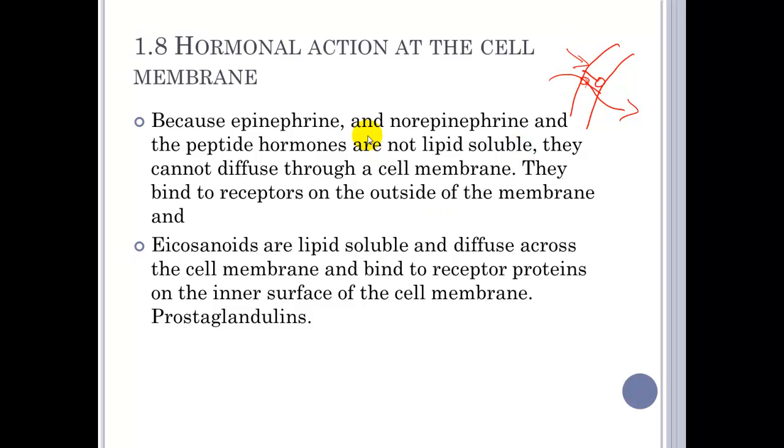Because epinephrine and norepinephrine are not, I repeat, are not lipid soluble, they cannot diffuse through a cell membrane. They bind to a receptor on the outside of the cell membrane. And eicosanoids are lipid soluble and diffuse across the cell membrane and bind to receptor proteins on the inner surface. Now, an eicosanoid, or a fat soluble hormone, would travel right across the cell membrane and hit its target inside the cell.